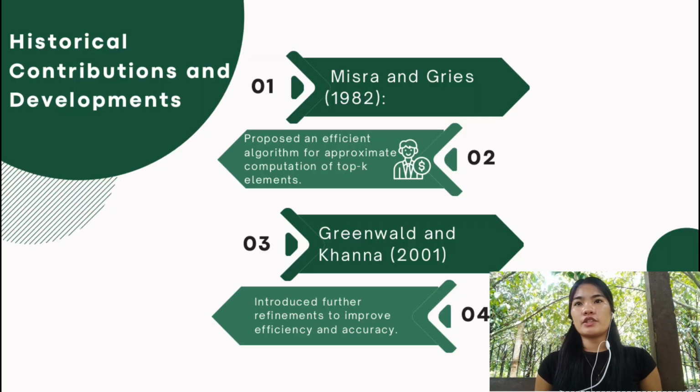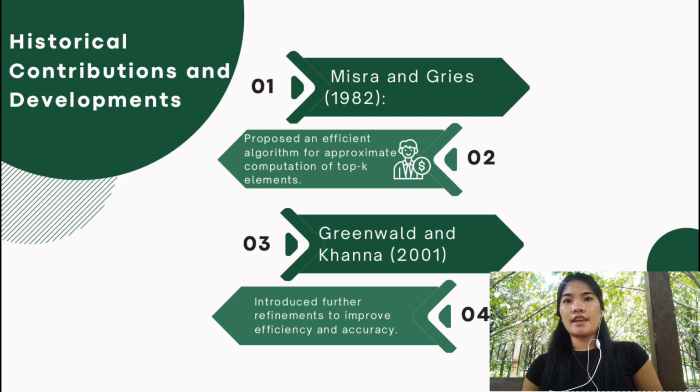Now, let's proceed to the historical contributions and development of our chosen algorithm. First is Misra and Gries in 1982. They proposed an efficient algorithm for approximate computations of top K elements. Misra and Gries laid the foundational work in 1982, enabling approximate solutions which are faster and require less memory.